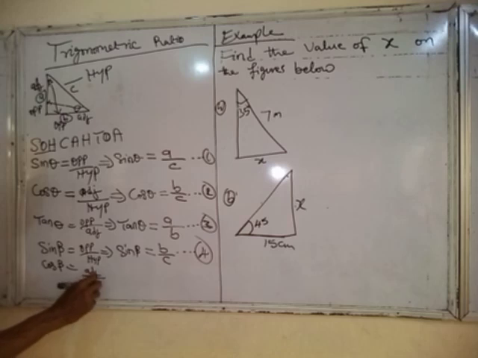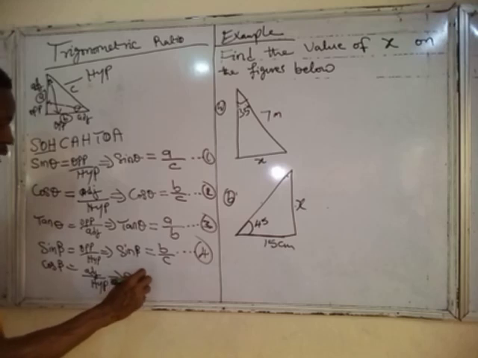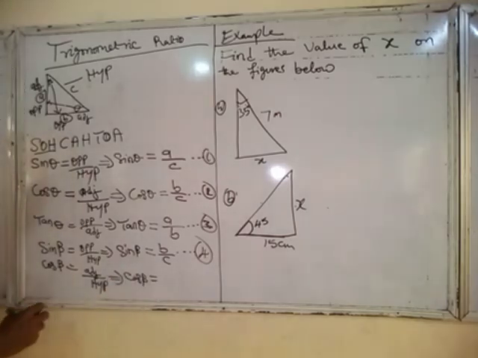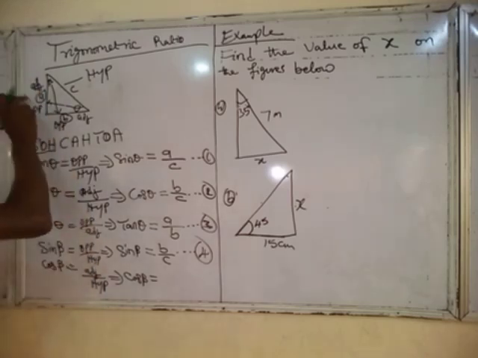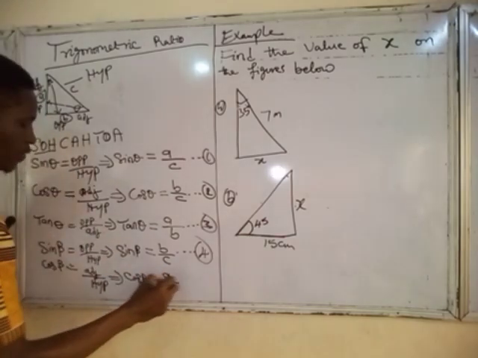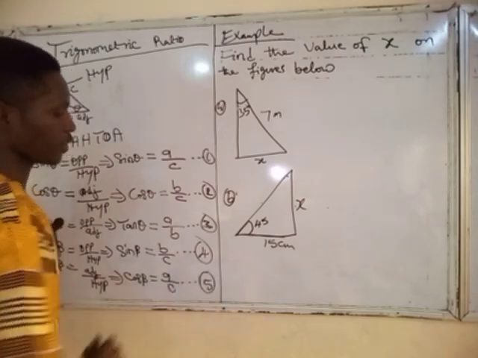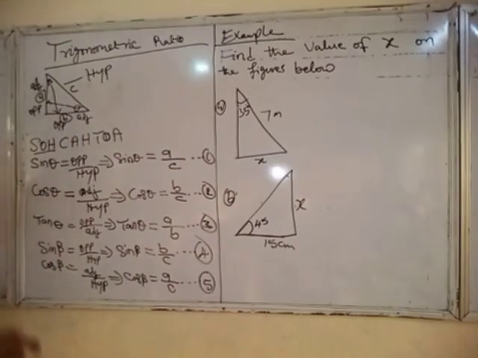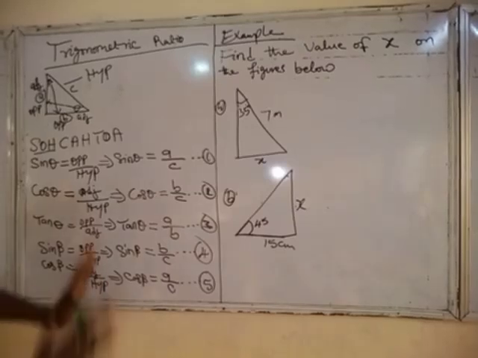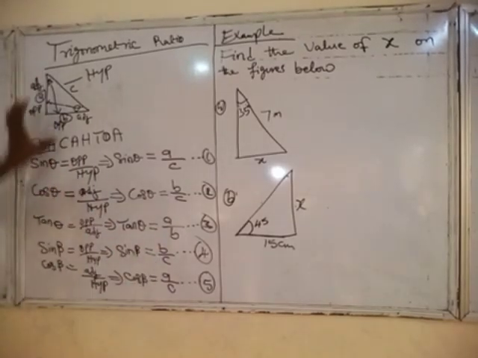Then the fifth will be cos beta equals, we replicate this again, adjacent over hypotenuse. So this implies that cos beta is equal to, adjacent to beta is A. So we write A over hypotenuse, which is C. So this is the fifth ratio. So you can see the flow. It's very straight and direct if you can understand it this way.